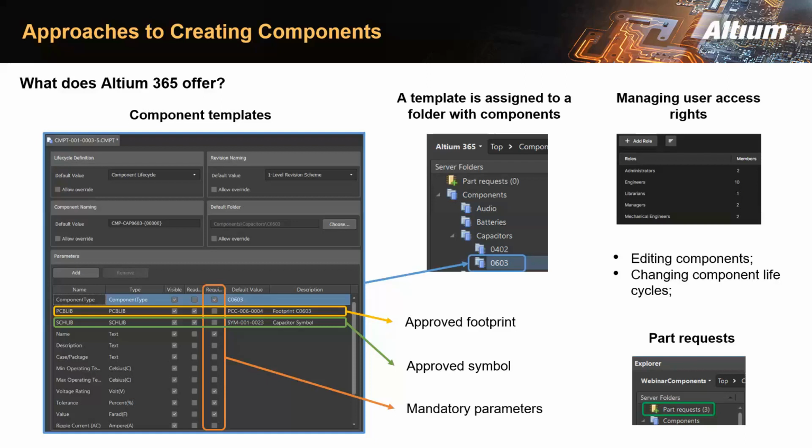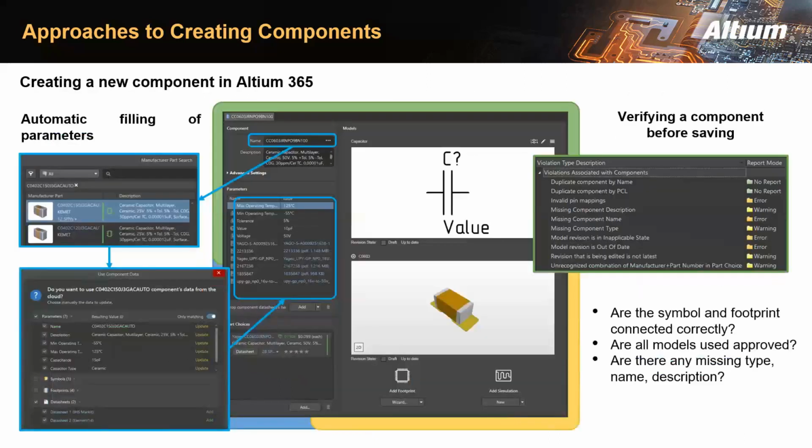In addition, the system has the ability to manage rights as well as a function for requesting new components, including a pull request to a designated team member. When you create a new component using a template, the symbol and footprint will be associated immediately. Also, there will be a set of parameters, but they will not be completed.